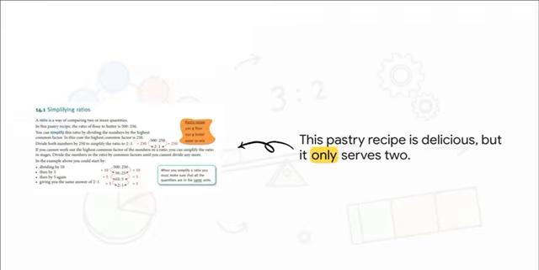Okay, so picture this. You found the most amazing pastry recipe. It calls for 500 grams of flour and 250 grams of butter. It's delicious, it's perfect, but it only serves 2 people? Now, what happens when you want to make this for your whole family? How do you multiply those ingredients without creating an absolute mess in the kitchen?